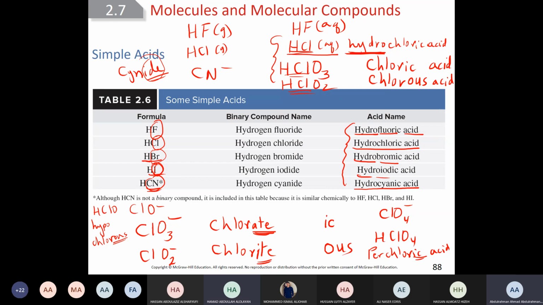Doctor, the hydro name, we only use it with these five in the table. Exactly. Not hydrogen. Hydrofluoric acid, hydrochloric acid, hydro and so on.